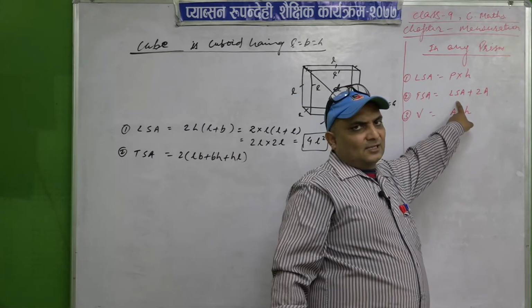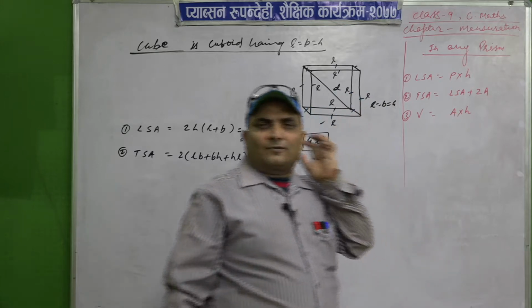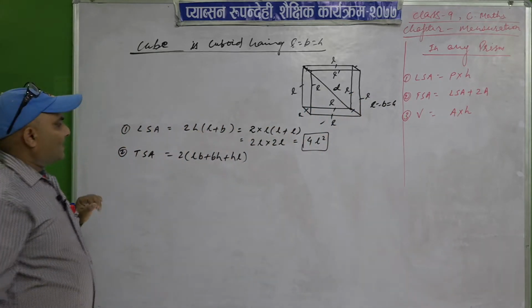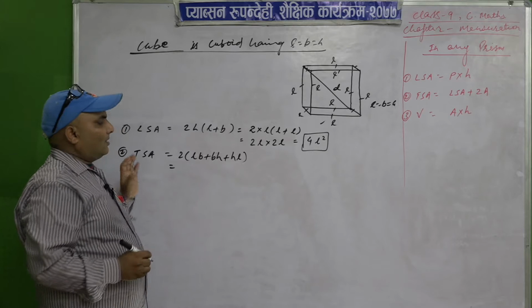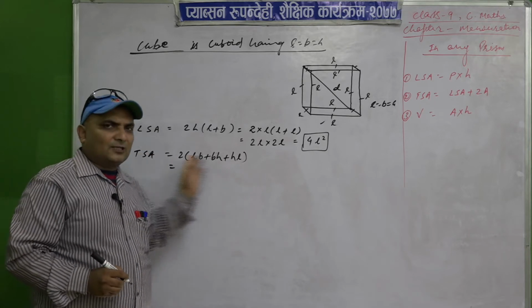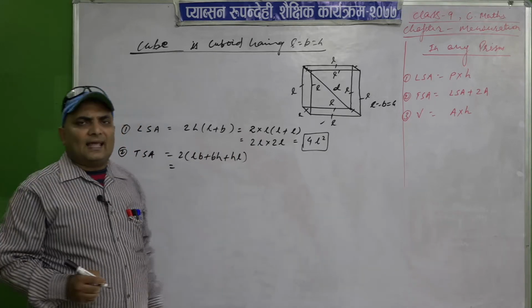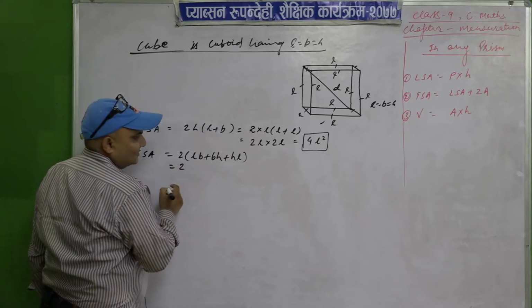This is the basic formula. By using this formula also we can find out the total surface area. Now again we know that length, breadth and height are equal. So in the place of L, B and H, we write L, L, L. So write this 2 as it is.